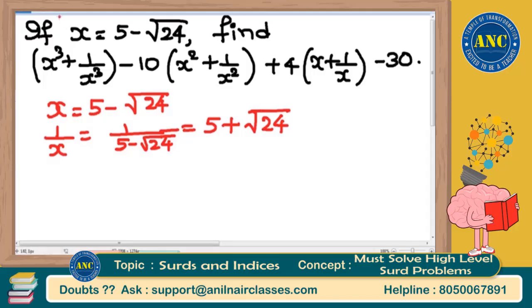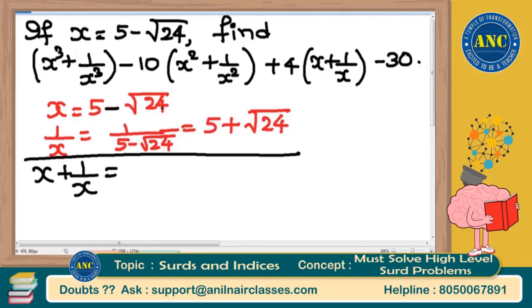Sir, why did you find 1 by x? Because x is 5 minus root 24, and 1 by x is 5 plus root 24. If I add x and 1 by x, minus root 24 plus root 24 will cancel. 5 plus 5 is 10. Sir, why did you find x plus 1 by x? Because that is one of the values which I require, right?